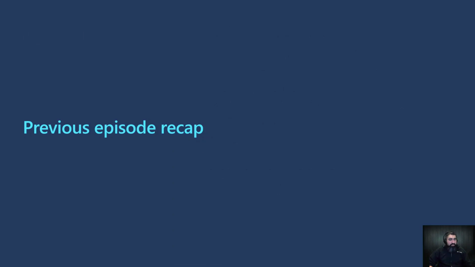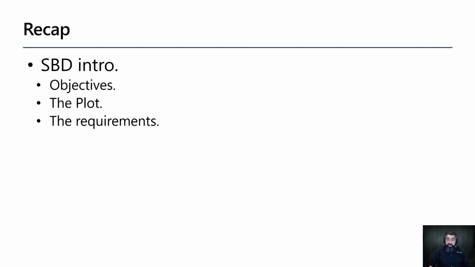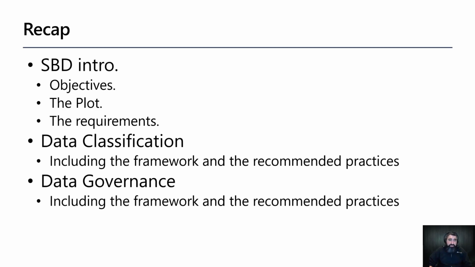All right, let's review what we've discussed in the first episode. Obviously, we started with the SBD series introduction, including objectives and the plot, and we ended that part with reviewing the requirements of the SBD series. And then we explored the data classification topic, including the data classification framework, or what we call the DCF, recommended practices as well, and gave some examples. And then we finished the session talking about the data governance, including the framework and the recommended practices. If you haven't watched episode 1, please make sure you do before continuing watching this episode.